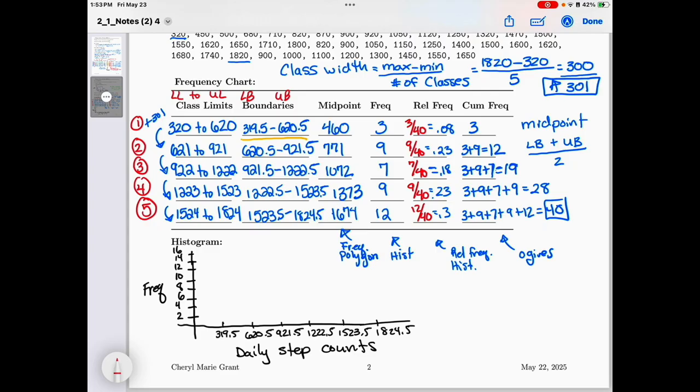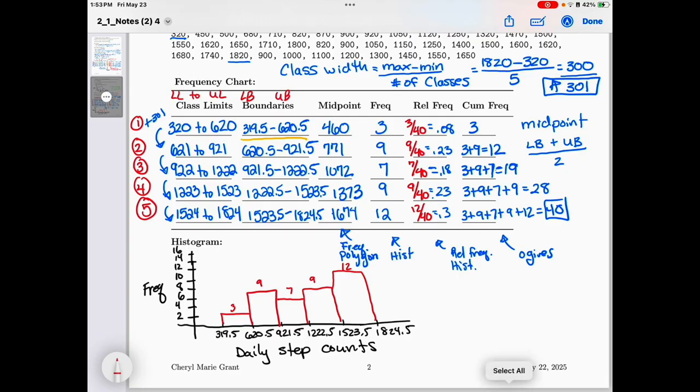All right, so let's graph these. For the first class, I have 3. So when I draw my bar, I only want it to go up to 3, and I'm going to put a little 3 above it. For the second class, we go out to 9. For the third class, we go to 7. So that would be about right here. Then we go back to 9. And then to 12 for the last class.